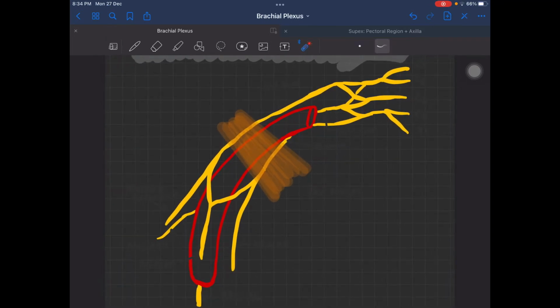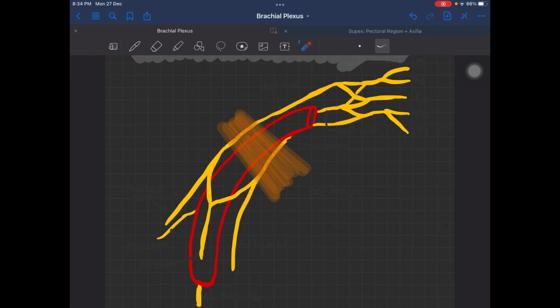So these were the roots: C5, C6, C7, C8, T1. Quick revision: C5, C6 merge, forming the upper trunk. C7 goes alone, forms the middle trunk. C8 and T1 merge to form the lower trunk. Now after all the ventral and dorsal merging, we find three cords.